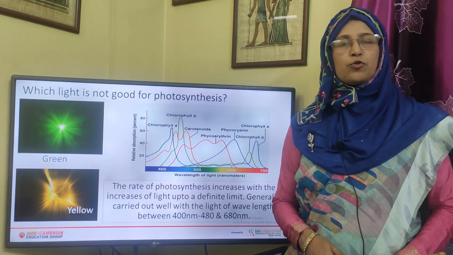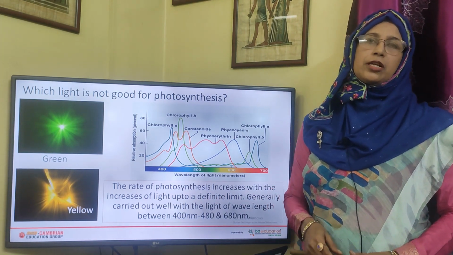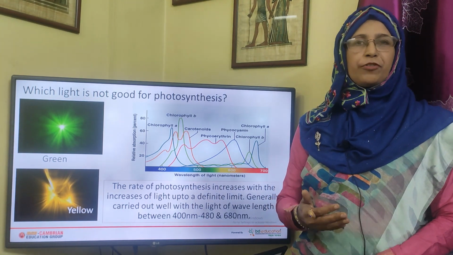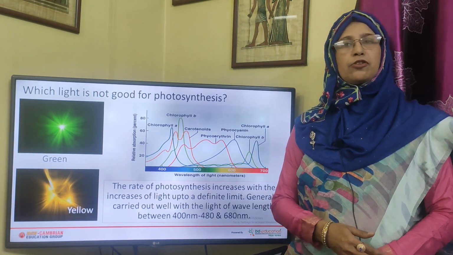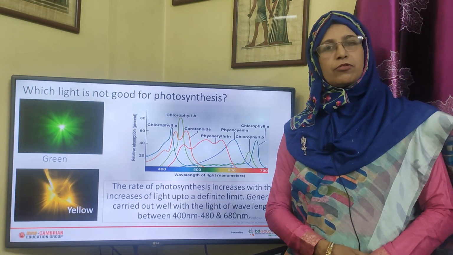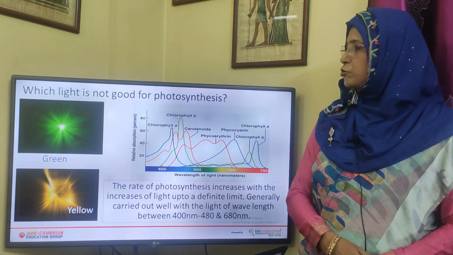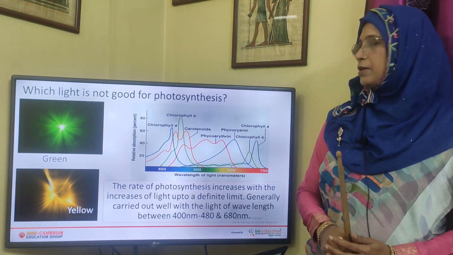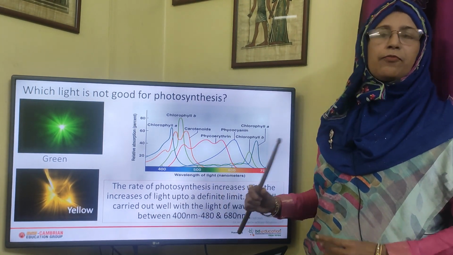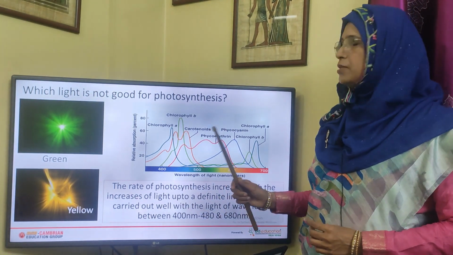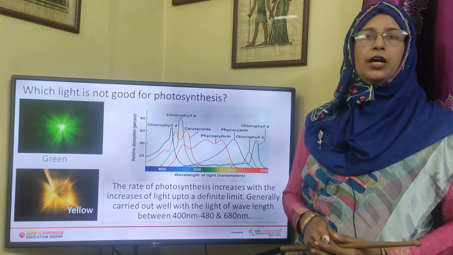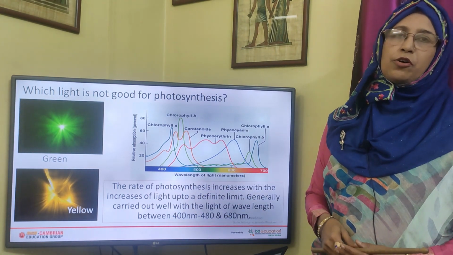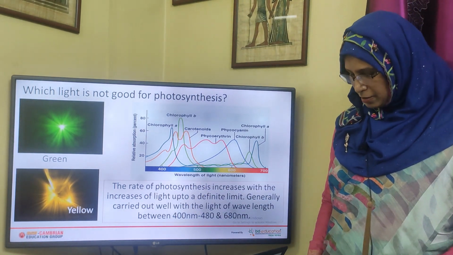In chapter 2 we learned about the structure of chloroplasts. The chloroplasts have different pigments, that means different colors. Chlorophyll is green in color and other colors are also present: carotene, phycoerythrin, phycocyanin, chlorophyll A and B. All are present in the sunlight, but for photosynthesis, red, blue, orange and violet are perfect, but green and yellow are not good for photosynthesis.